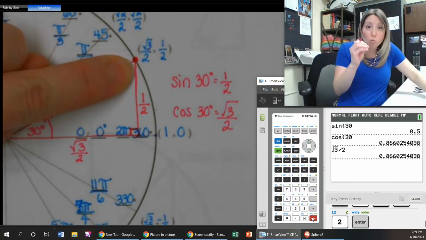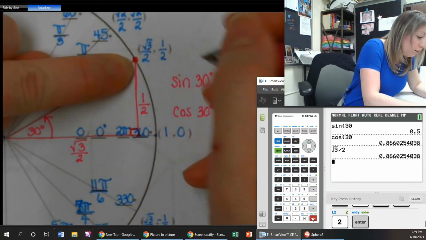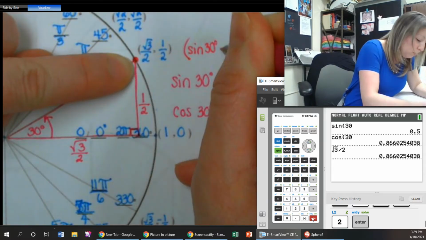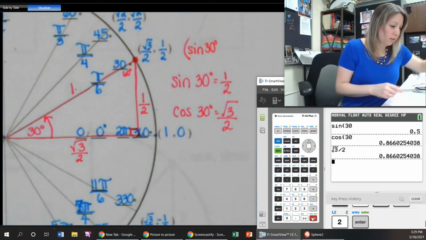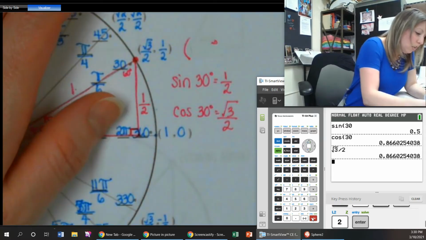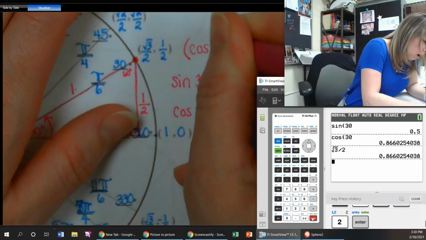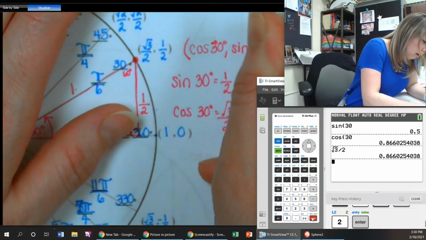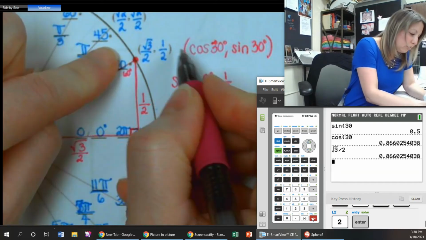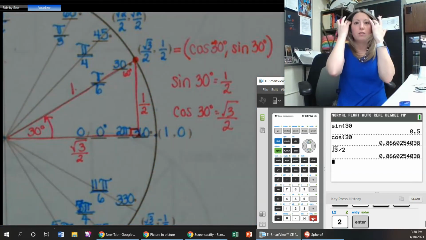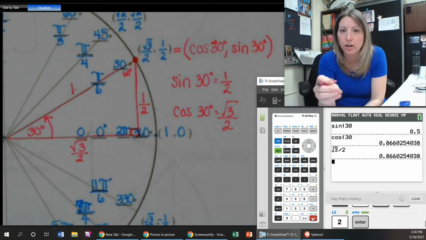That means your coordinate point is actually the sine of your angle. Oh, excuse me, I did it backwards. Cosine is x, sine is y. The cosine of your angle measure and the sine of your angle measure. That's where this coordinate point comes from. That's the connection to trigonometry.